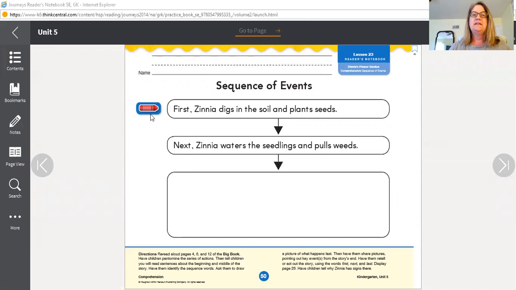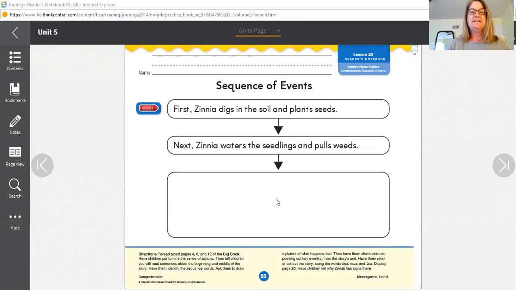So we know that first in the story, Zinnia digs in the soil and plants seeds. Next, Zinnia waters the seedlings and pulls weeds. So what you're going to do is draw a picture here of what happens last. Now what you can do is go back, look through the book again. Remember, we're talking about what happened last in the story. So you would want to look near the end of the story to see what happens. And you would draw your picture there.